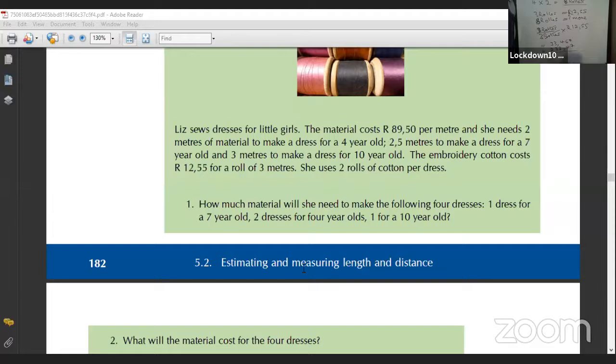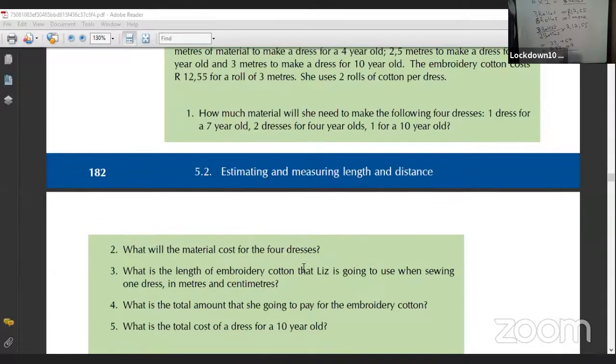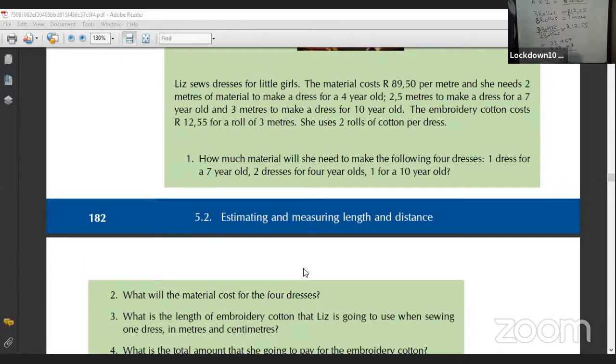But remember, guys, we also calculated that value for the material. This question is asking us, what is the amount that you will have to pay for the 4 dresses? That is the question. The material will cost this amount for the embroidery plus the previous value that we got for the material. The previous value that we got for the material was 850.25.